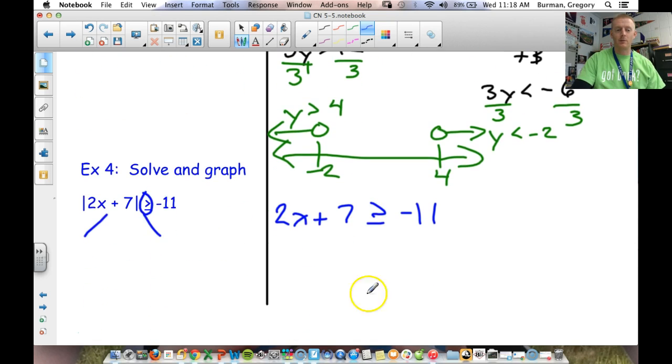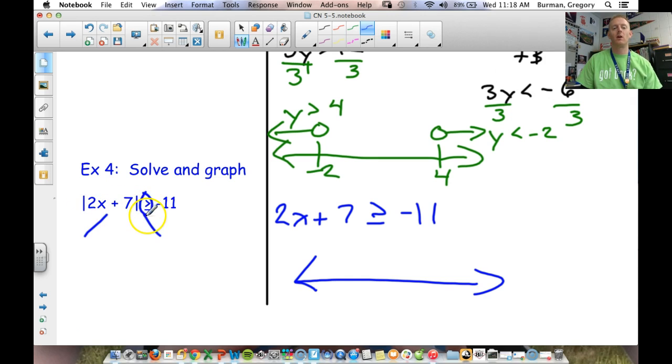If we go back to this problem, a 2x plus 7 greater than or equal to a negative number, that always has to be true. So every time we have a union and there's a negative out here, our two situations don't matter anymore. What we're going to end up having is all solutions are possible because what's inside here has to be a positive number, therefore it must always be greater than this negative 11. So this will be in all solutions.